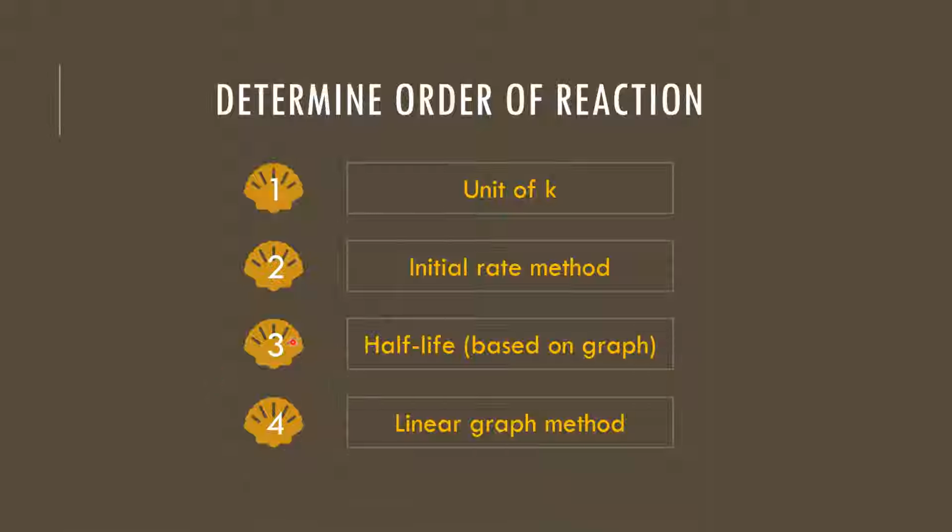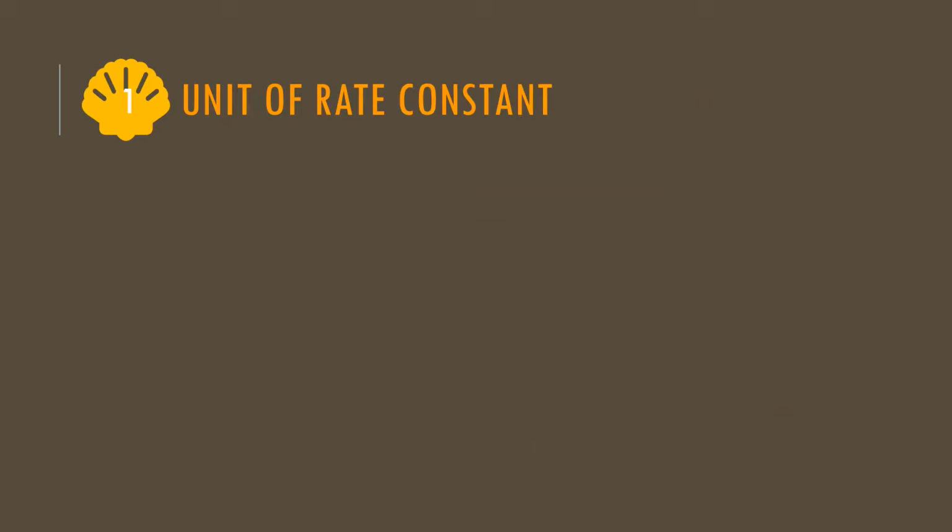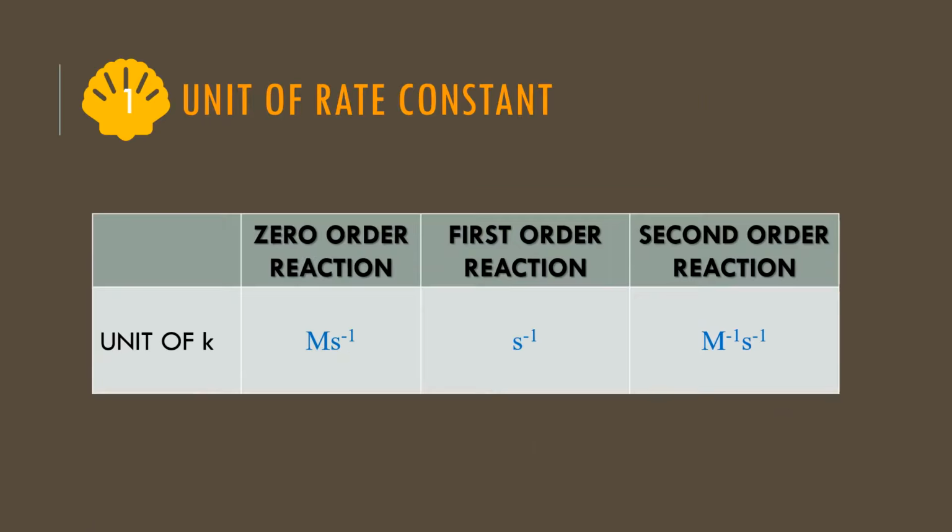Method 3 and method 4 is considered as graphical method because you need to plot graph on a graph paper. Method 1, unit of rate constant. By looking at the unit of rate constant given in the question, you can identify the order of reaction. I do not plan to teach in detail about unit of rate constant in this video because you already learned in our previous video.